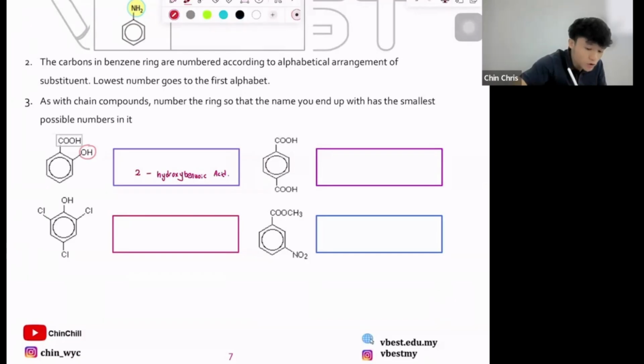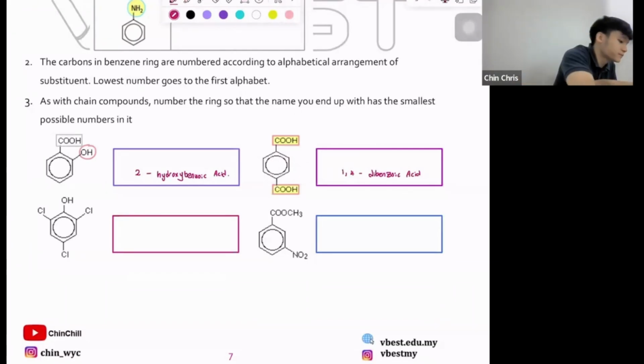Okay, so the second one, do you see you have 2 benzoic acid groups? So it's a dibenzoic acid. Position, please. Thank you very much. 1, for dibenzoic acid.